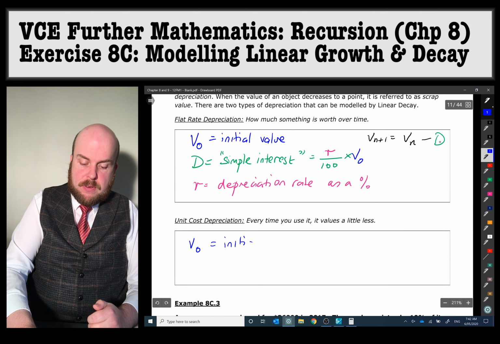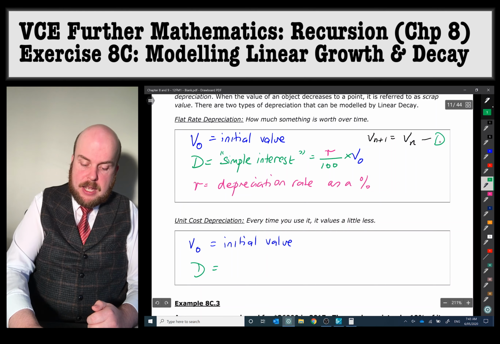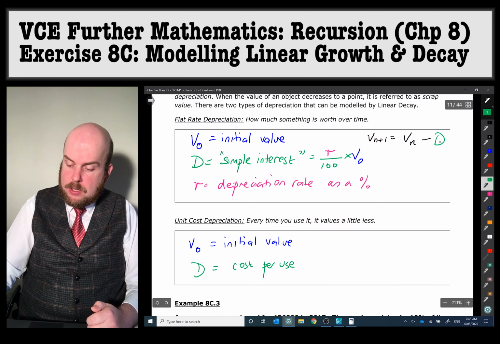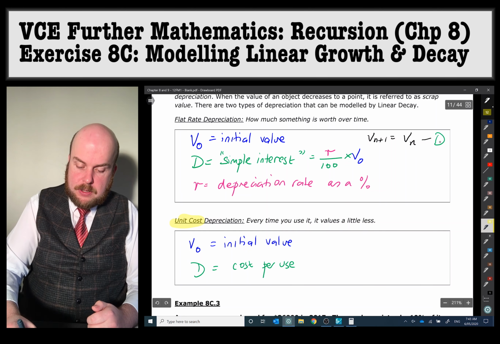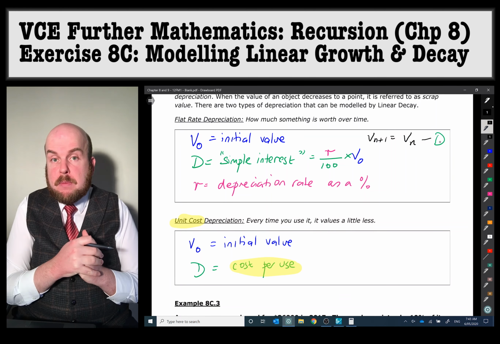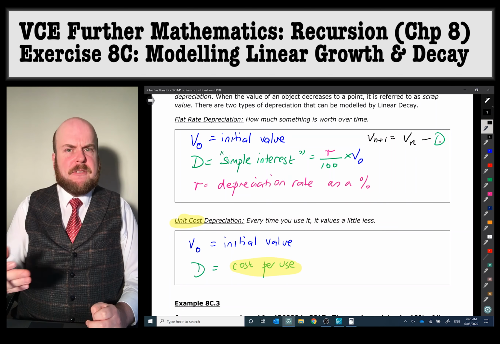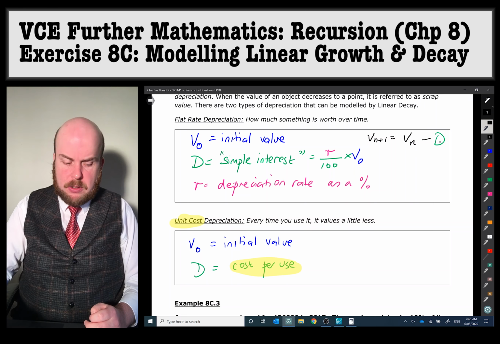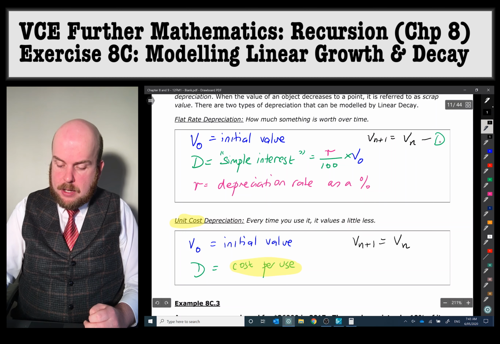It still has an initial value as V0, but this time the D amount is the cost per use. So when you see unit cost, it's cost per use. So this is usually a dollar amount. For example, you might have a printer that depreciates by 15 cents for every use, or for every 500 copies printed. But again, the recurrence relation is still the same sort of format, minus D.